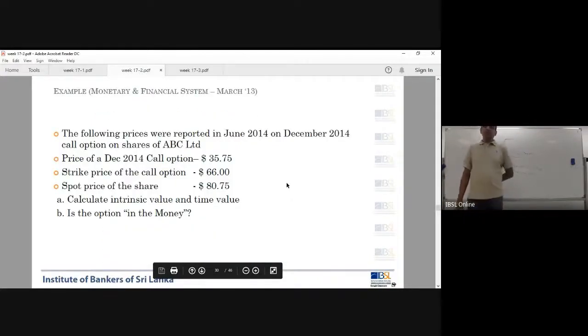Let's try this question. It says the following prices were reported on December 2014 call options on the shares of ABC. You have been given that the price of a call option is 35.75, strike price is 66, spot price is given as 80.75. Just to calculate intrinsic value and time value. Also, is the option in the money? What do you think?